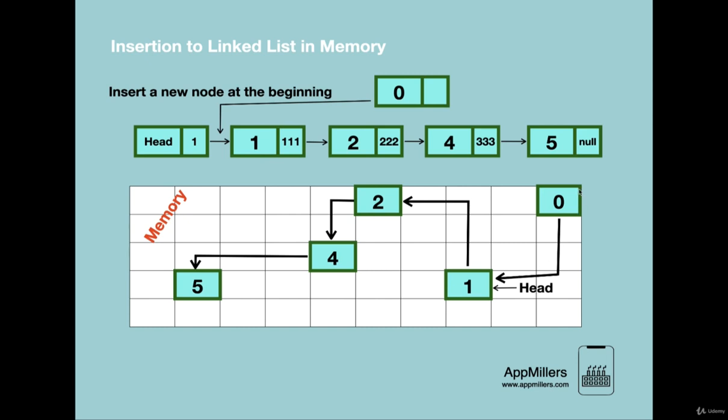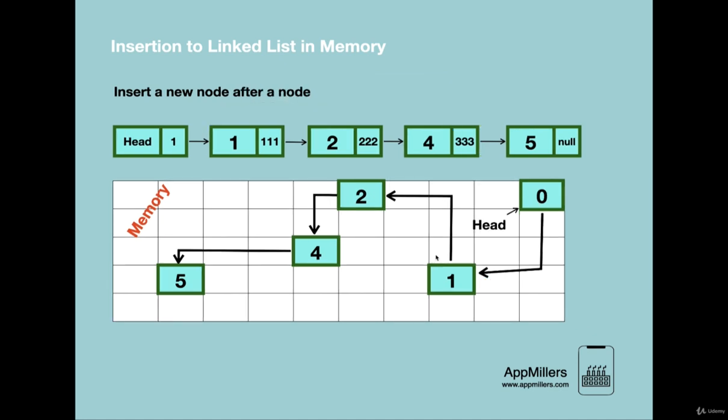Then we assign the address of this newly created node over here to the head, and the connection between head and this first node over here will be broken. So the reference of head will be the newly created node now. So that's it for the insertion of a new element at the beginning of the linked list. Let's continue to the next scenario.